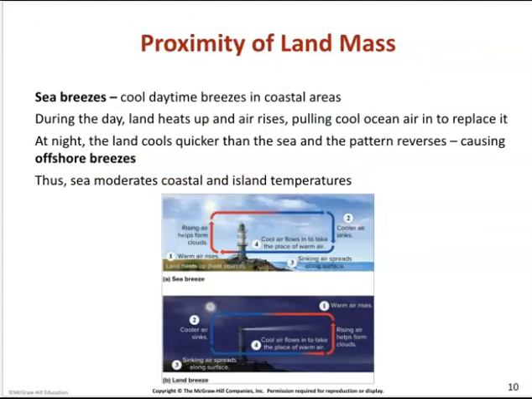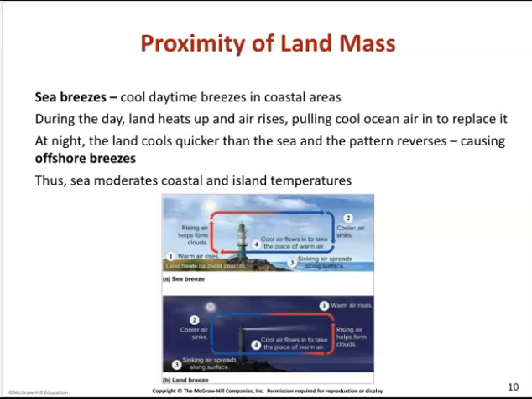So land masses, they definitely affect our climates as well. One thing we see is in coastal areas, the sea breeze is an amazing temperature changer. So during the day, the land heats up, and so the air's rising, and it pulls that cool ocean air in. At night, the land cools so quick, way quicker than the water cools, and all of a sudden it reverses, and so we get an offshore breeze.